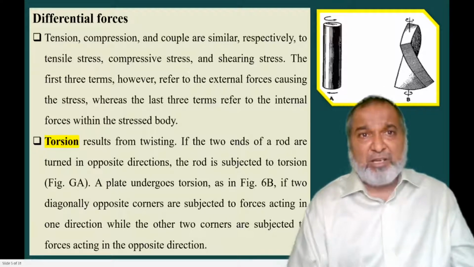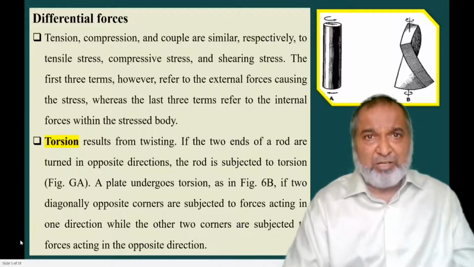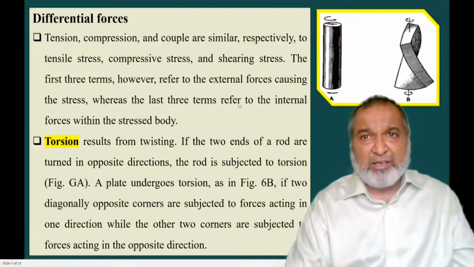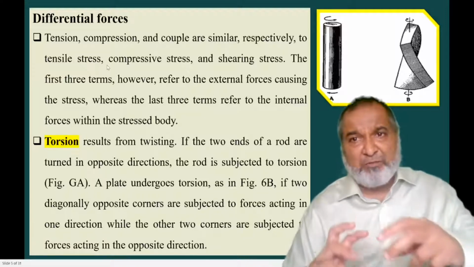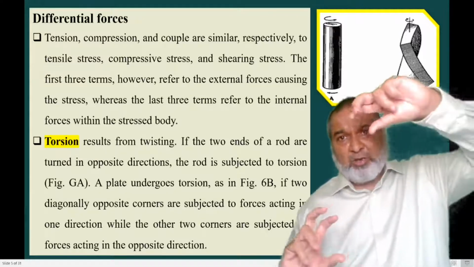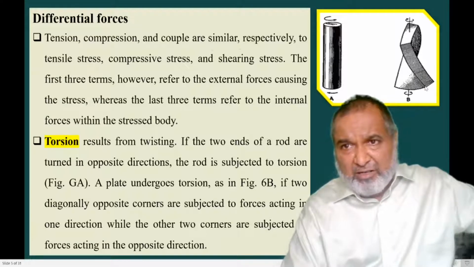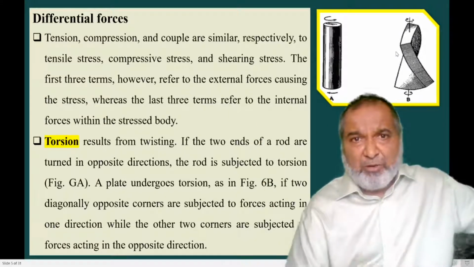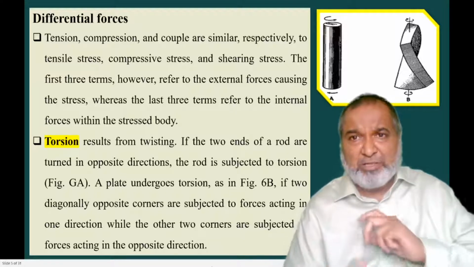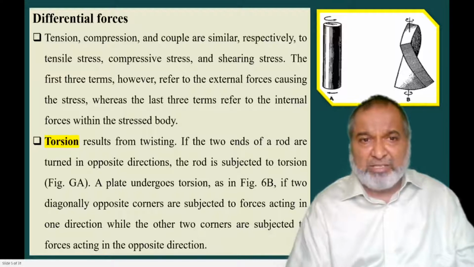The next ones are tension, compression, and couple. These three we have done. The next one is torsion. Here, on the rod, we need to twist the opposite sides. Due to twisting, the tangential stress exceeds the plastic limit, the rod twists out, and a tangential fracture takes place.